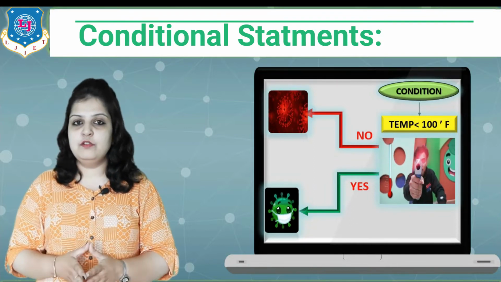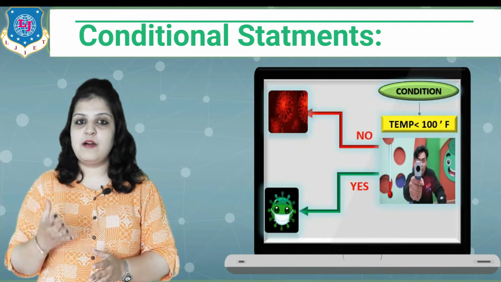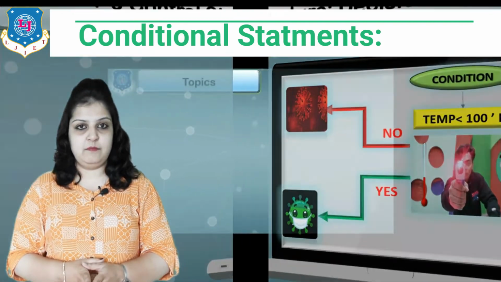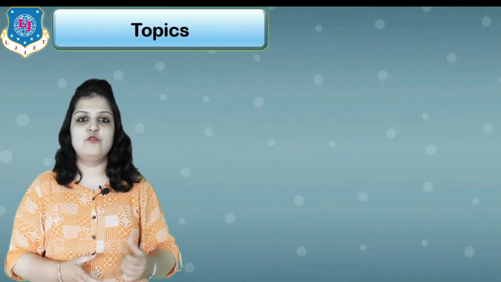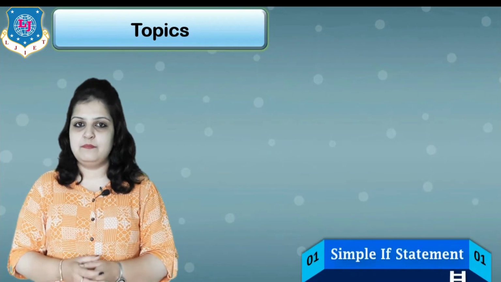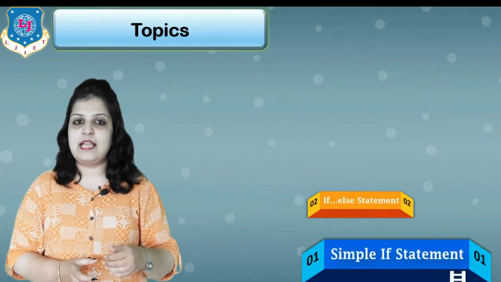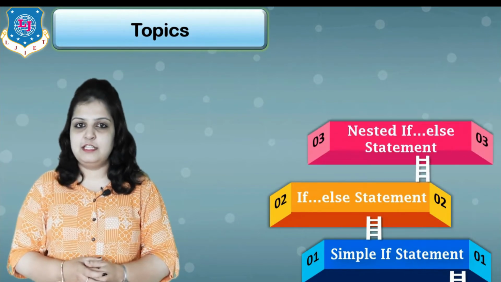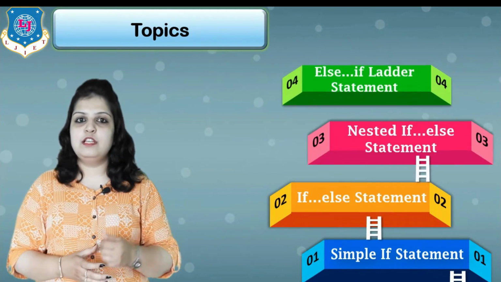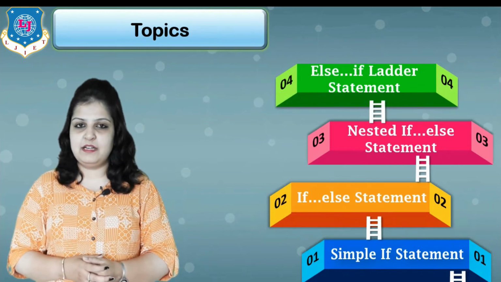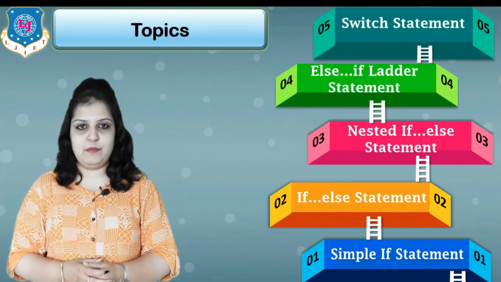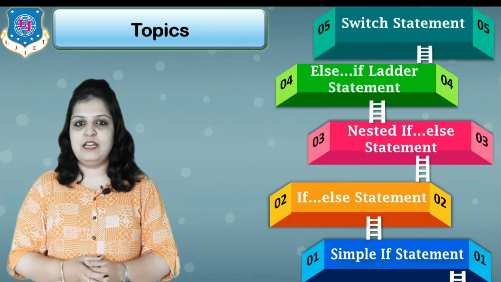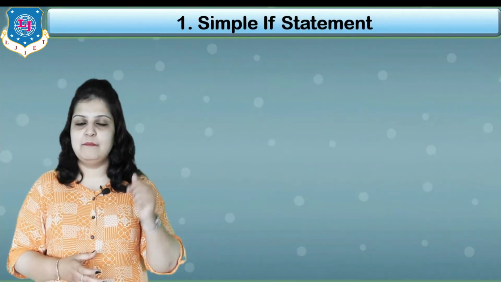So in this module we will learn a total of 5 different types of conditional statements. Which statements? The very first is the simple if statement. Then the second is the if else statement. Then third is the nested if else statement. Fourth is the else if ladder statement. And last, the switch statement. So let's start with the very first statement, that is the simple if statement.